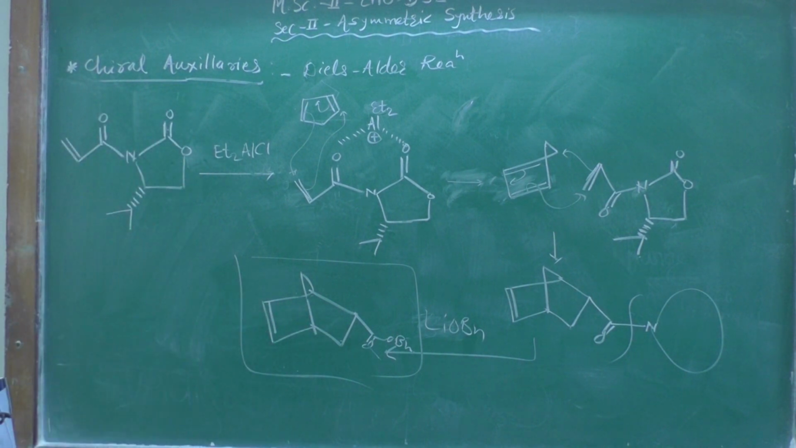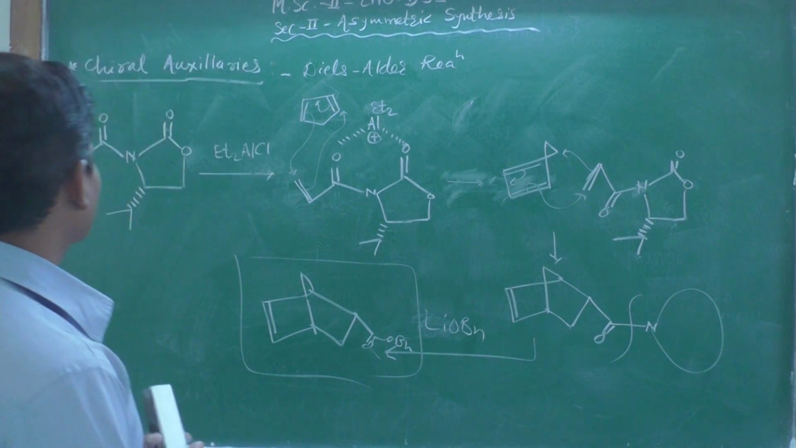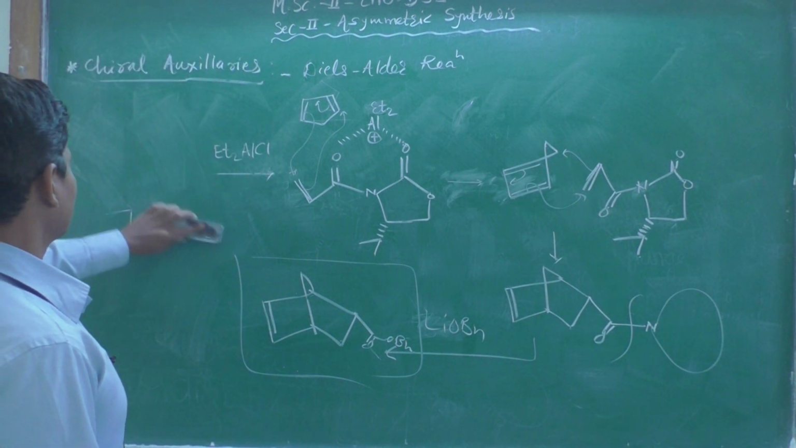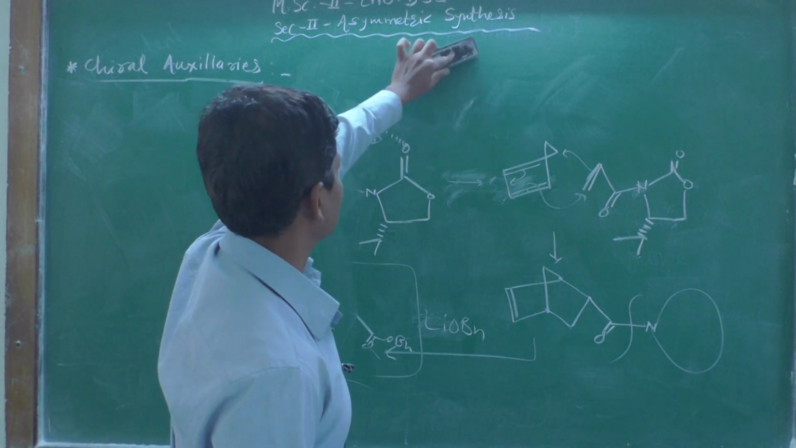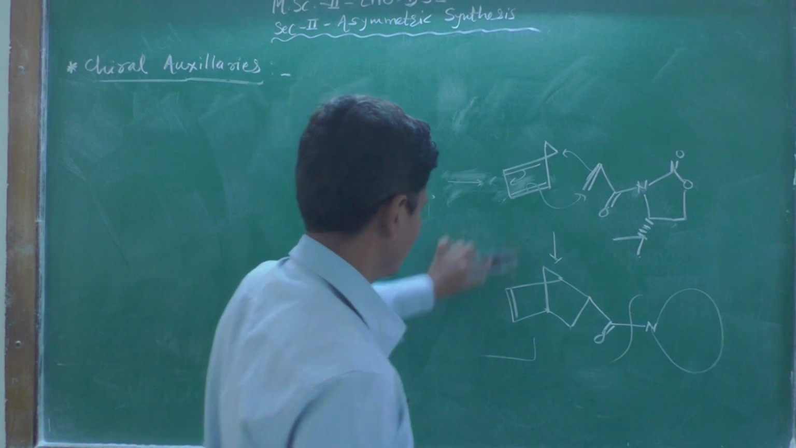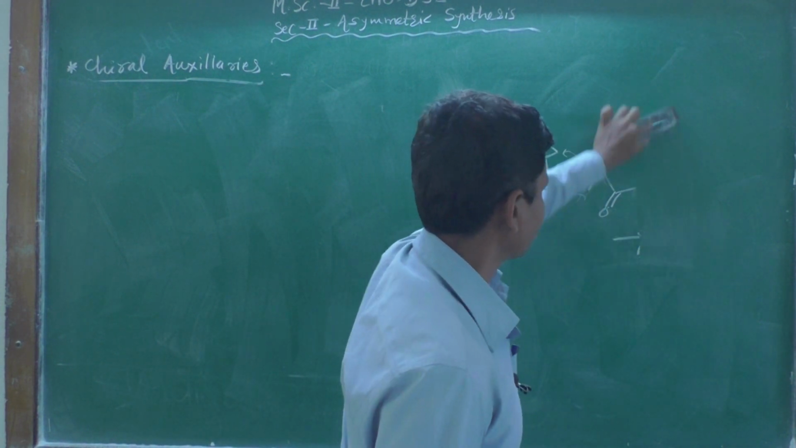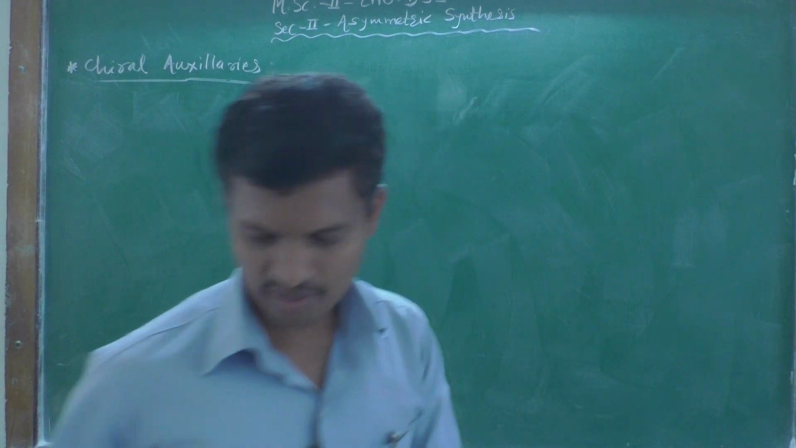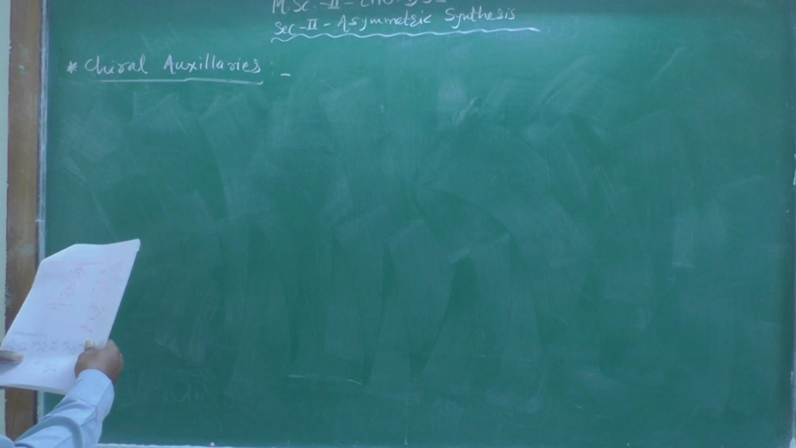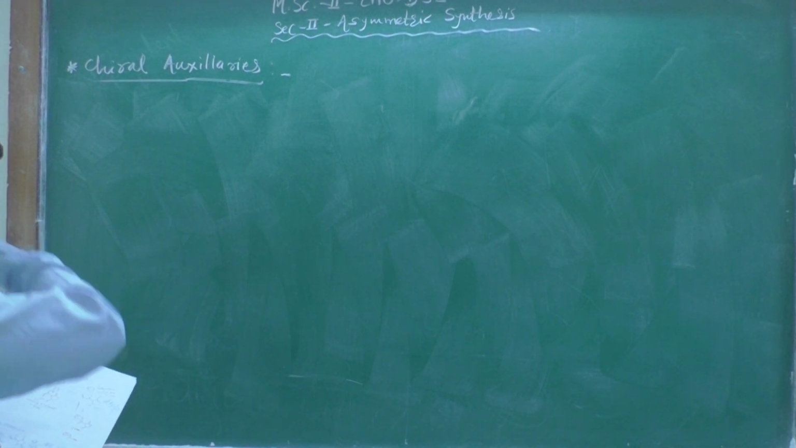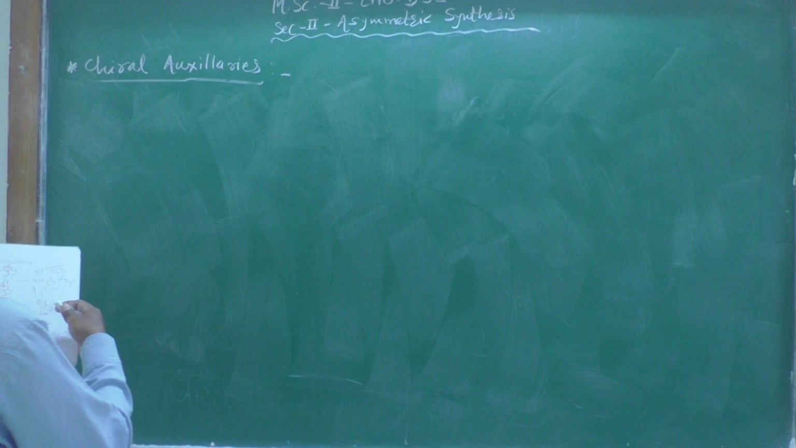So this is the explanation of the Diels-Alder reaction using a chiral auxiliary derived from S-valine, which is a naturally available amino acid. Okay, thank you. Next, for your detailed understanding, consider another example, where we are going to see another Diels-Alder reaction.